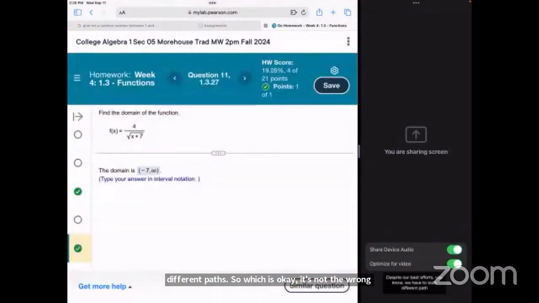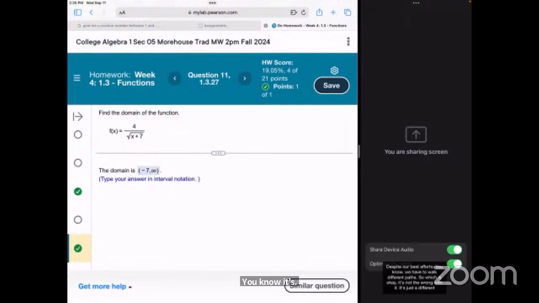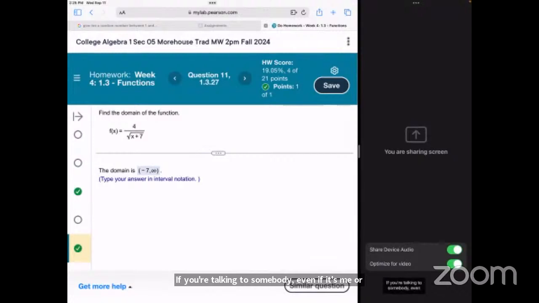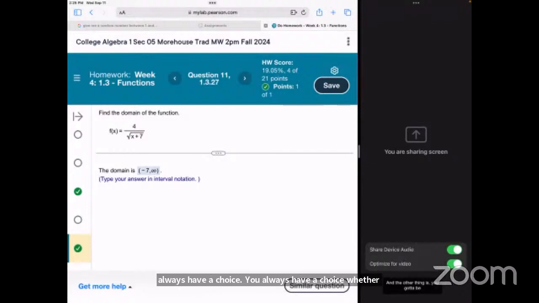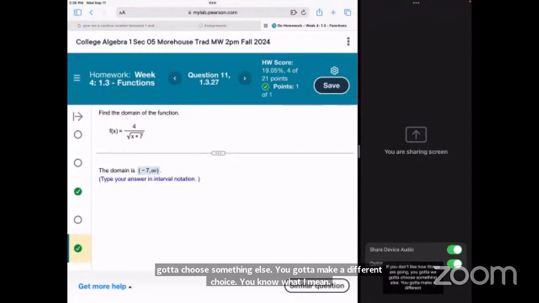No matter what happens, a couple of things to keep in mind. If you're talking to somebody, even if it's me or an administrator, and they're not saying what you want to hear, you're just talking to the wrong person. You've got to find somebody else to talk to. And the other thing is, you always have a choice. Whether you think you do or not, you always have a choice. If you don't like how things are going, you've got to make a different choice. But don't ever feel like you're trapped, because that's not true. You always have a choice.